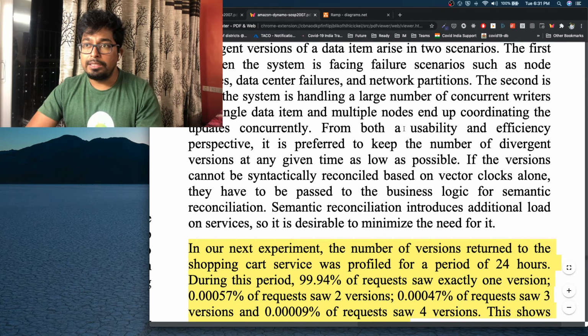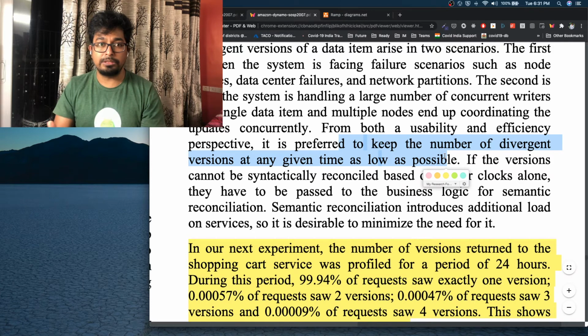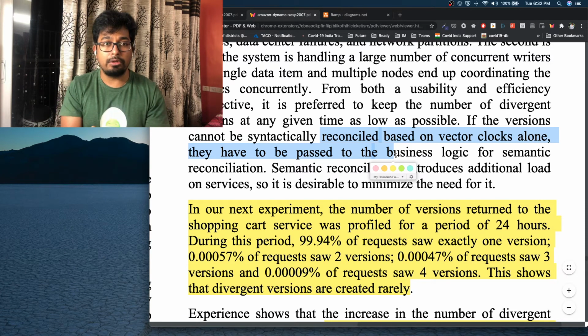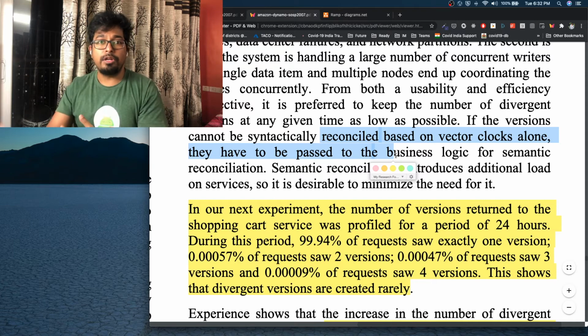From both usability and efficiency perspectives, it is preferred to keep the number of divergent versions at any given time as low as possible. You do not want 10 versions of your cart. Reconciling them is going to be very, very difficult. If the versions cannot be syntactically reconciled based on vector clocks alone, they have to be passed to the business logic for semantic reconciliation. That is where the client or the business logic reconciles and creates the modified cart.